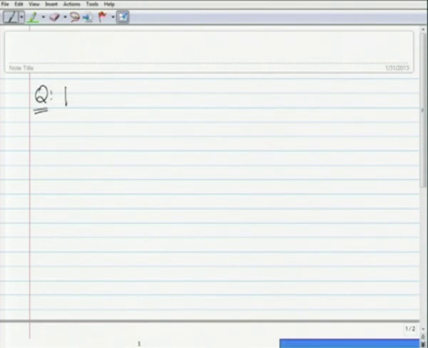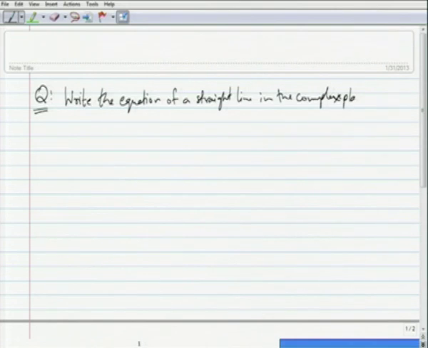Okay, so let me start with this first question here. Write the equation of a straight line in the complex plane without using a real parameter.